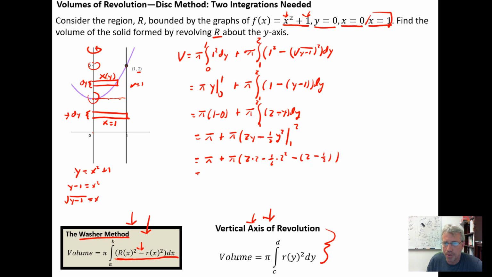And now we just need to keep simplifying. Pi plus pi times 4 minus 1/2 of 4 is 2, minus 2 plus 1/2. And from there we get 4 minus 2 minus 2 is 0, plus 1/2 is just 1/2. So we get pi plus 1/2 of pi, which is 3/2 of a pi for a volume. So this was just kind of mechanically applying the different formulas that have come up in this section.